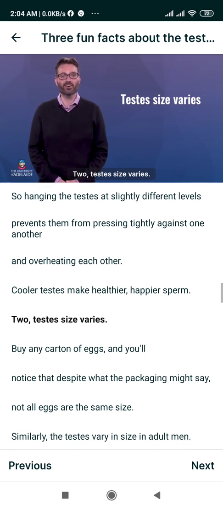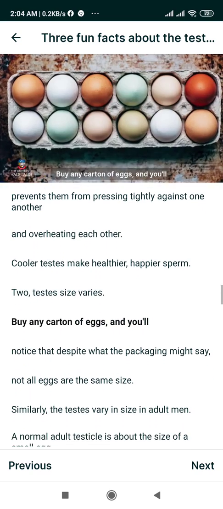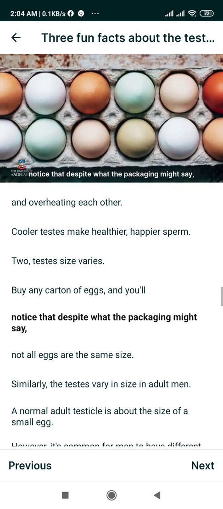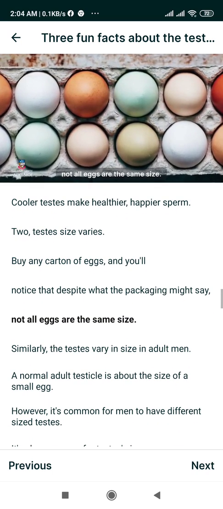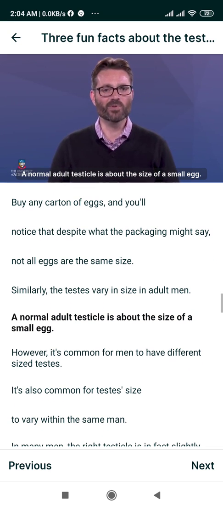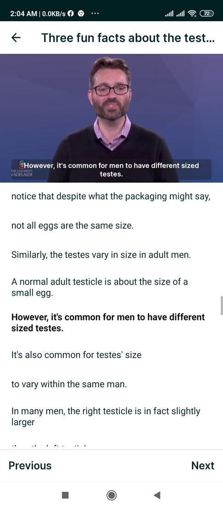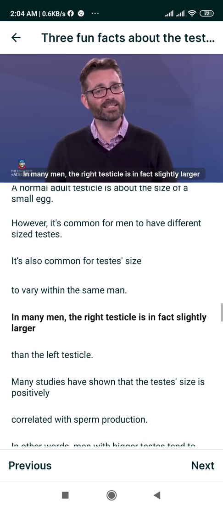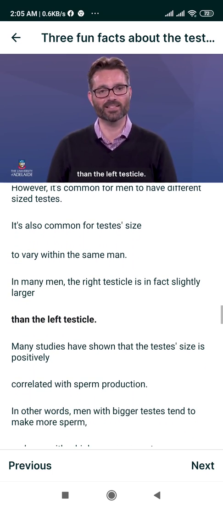2. Testes size varies. Buy any carton of eggs and you'll notice that despite what the packaging might say, not all eggs are the same size. Similarly, the testes vary in size in adult men. A normal adult testicle is about the size of a small egg. However, it's common for men to have different sized testes. It's also common for testes size to vary within the same man. In many men, the right testicle is in fact slightly larger than the left testicle.